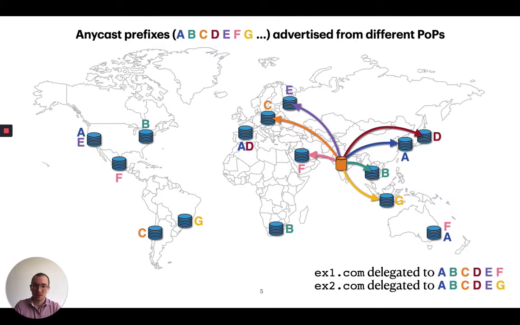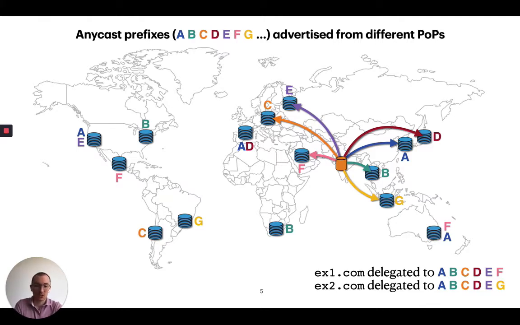And to talk about them, I'm going to use 2 domains. Example1.com is delegated to A through F, so to 6 of these Anycast prefixes. And then example2.com is delegated to A through E plus G. So their delegation set is off by 1. And we do this for all domains that are hosted on Akamai DNS. They all have a slightly different delegation set.